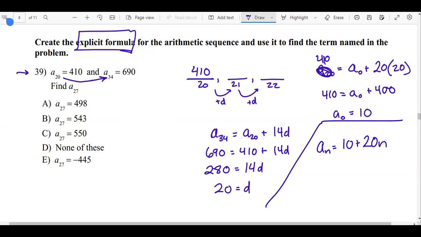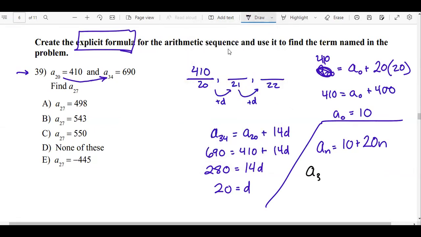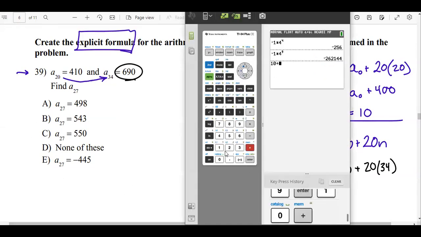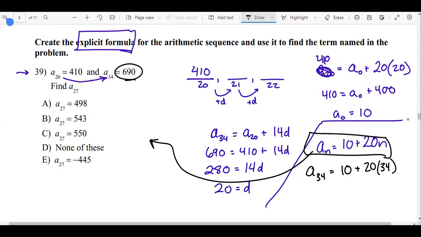And again, I would recommend trying my formula out. So the 34th term is supposed to be 690, right? So let's try it. So our formula does work. And we can use it to find the 27th term, 10 plus 20 times 27. So that would be 550.